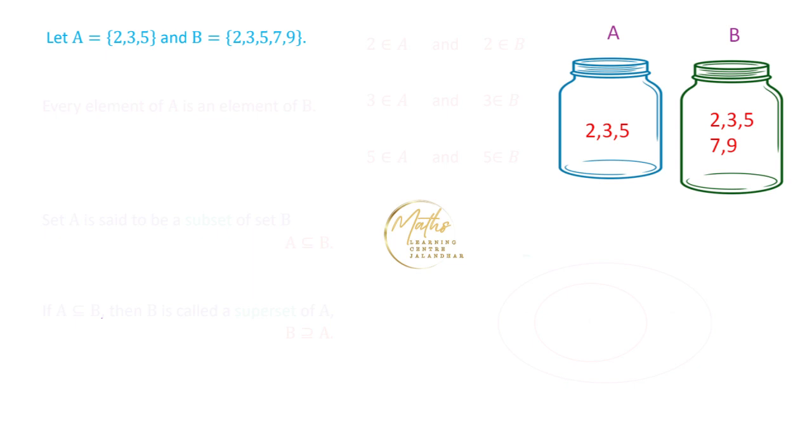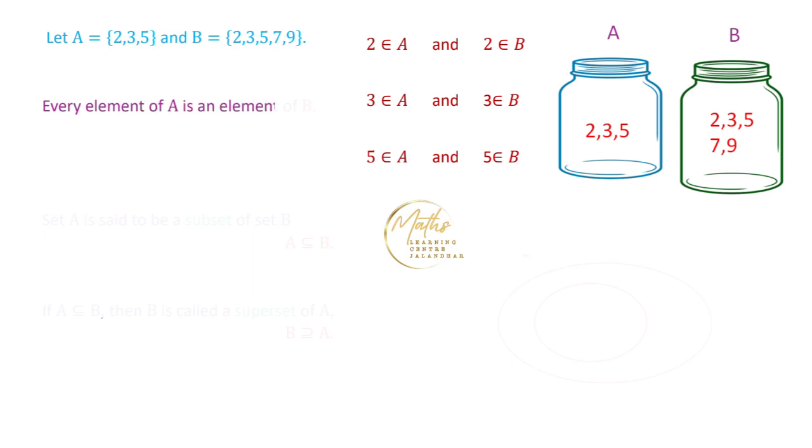Now we can see that the first element of set A is 2. Look at this condition over here. We have an element 2 over here. This element is also present in B. We are saying that 2 belongs to A and 2 belongs to B. For the second element of A, 3 belongs to A and 3 belongs to B. 5 belongs to A and 5 belongs to B. So what we can see over here is that every element of A is an element of B.